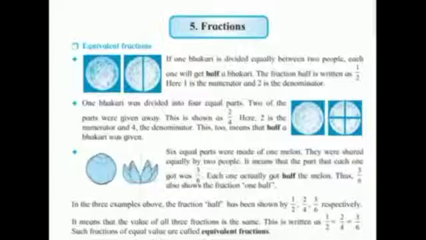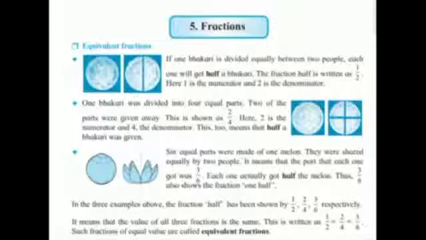Thus 3/6 also shows the fraction 1/2. Why 3/6? Because 6 is in the denominator, since one orange was divided into 6 parts. And from that each person got 3 parts. So 3 parts were given to one person, so it is 3/6.